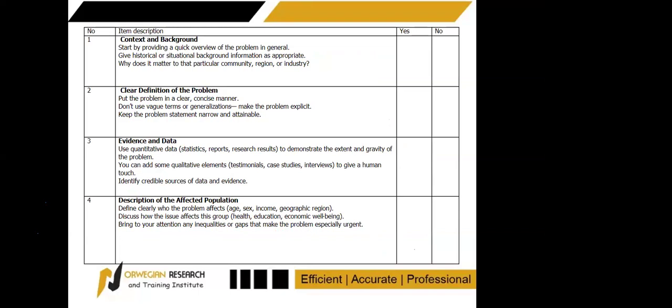Number 1, we will come to context and background. Start by providing a quick overview of the problem in general. Give historical or situational background information if appropriate, if possible, please. Next, clear definition of the problem, bring it. Provide quantitative statistic reports or research results. Demonstrate the extent and gravity of the problem. You can add some qualitative elements like testimonies, case studies, and interview to give a human touch to the problem.